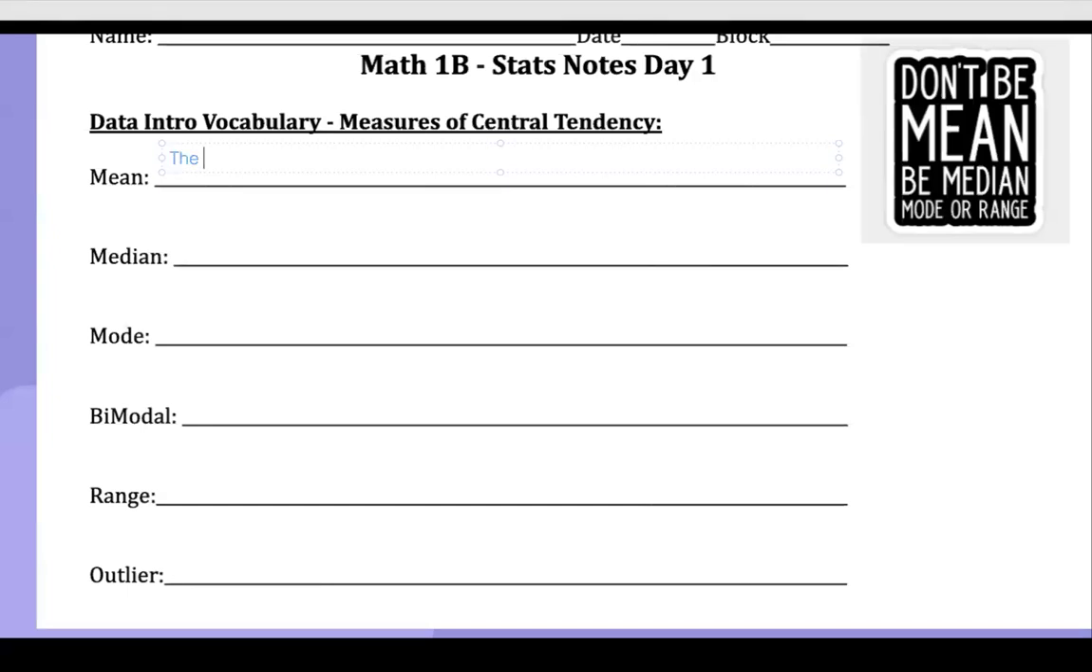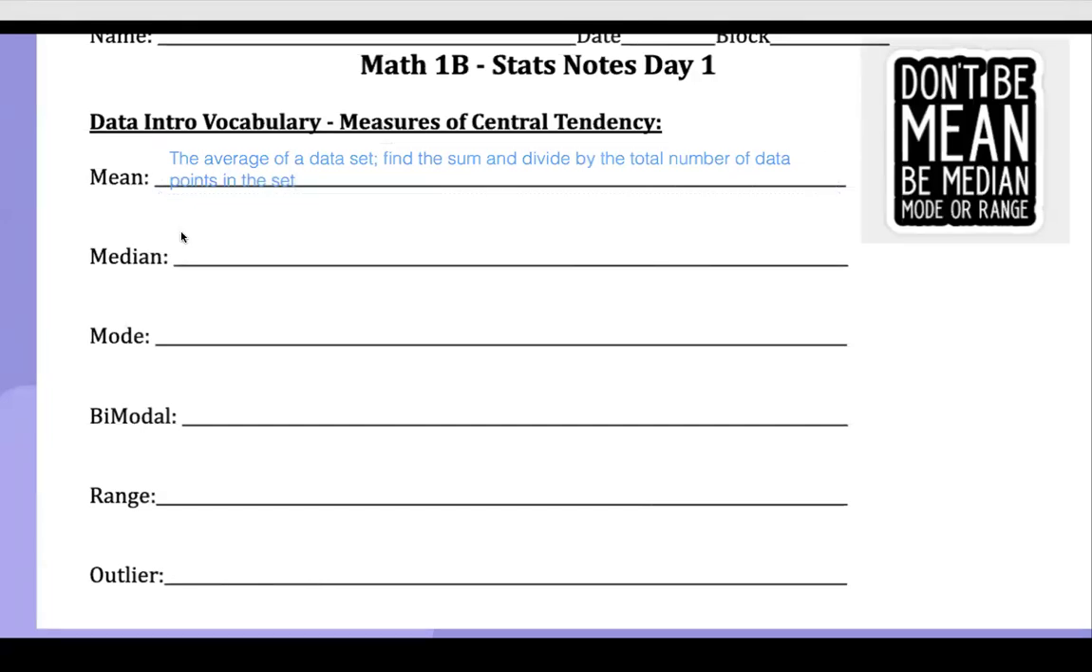So the mean is the average of a data set. So in other words, you're going to find the sum and then divide by the total number of data points in the set. Okay, so you can summarize that definition if you'd like to, but that's what a mean is. So it's the average, which means we're going to add them all together and divide by the total number of points in the data set. And we'll do an example in a moment of that.